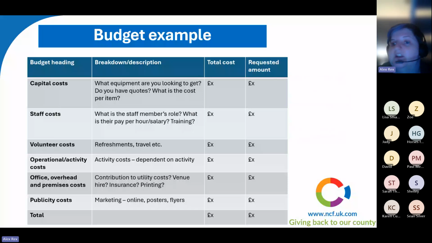So we want to know, okay, how is that going to be used? So you might say, well, the £500 is going to be used to support venue costs, because we have to hire a venue at, let's say, £10 an hour for X amount of sessions that last 2 hours. So you're giving us that breakdown and explaining how you've come to that sum of money. The same with staff costs. Think about what's their hourly or salary pay, what's their role within the organisation. Funders don't want to see vague numbers. They want to see how you've come to that figure. So how do you know you need £1,000 for staff costs, or how do you know that you need £5,000 for capital costs?